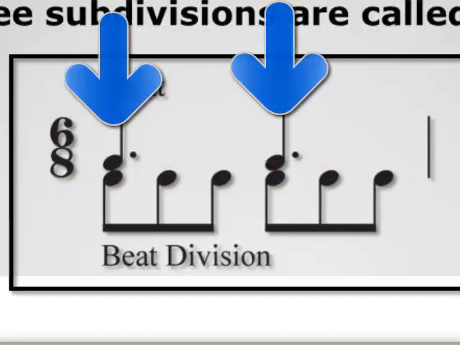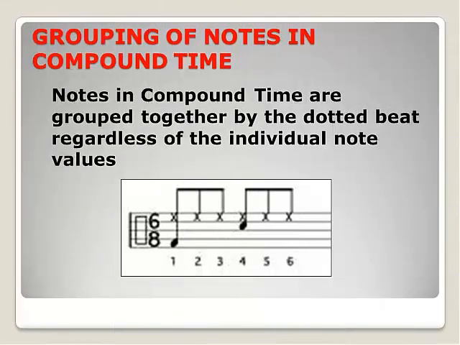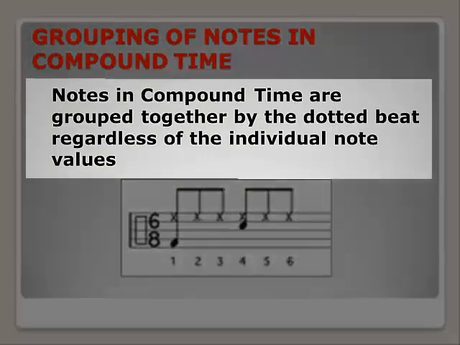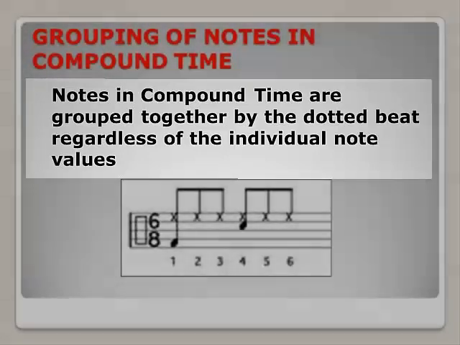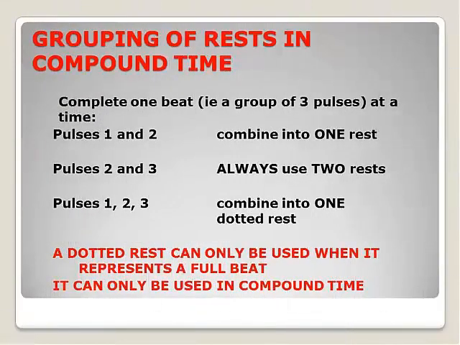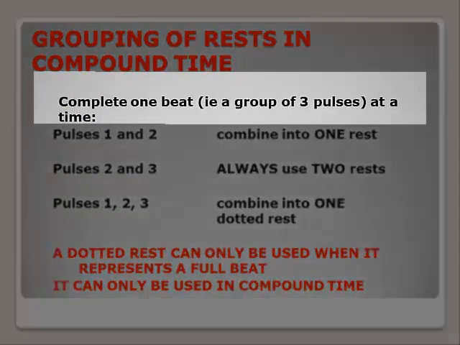It's extremely important how you group your notes in compound time. The notes are always grouped according to the main beat, which is the dotted note. It doesn't matter about the individual note values. We must be very careful how we group rests in compound time. We need to complete each beat, which is a group of 3 pulses.